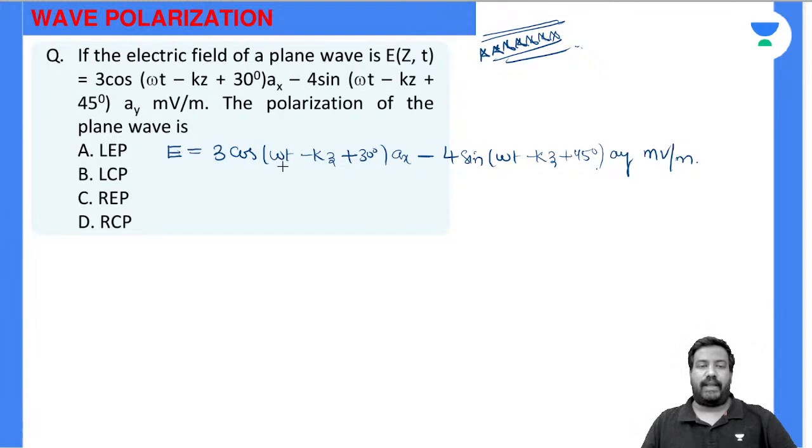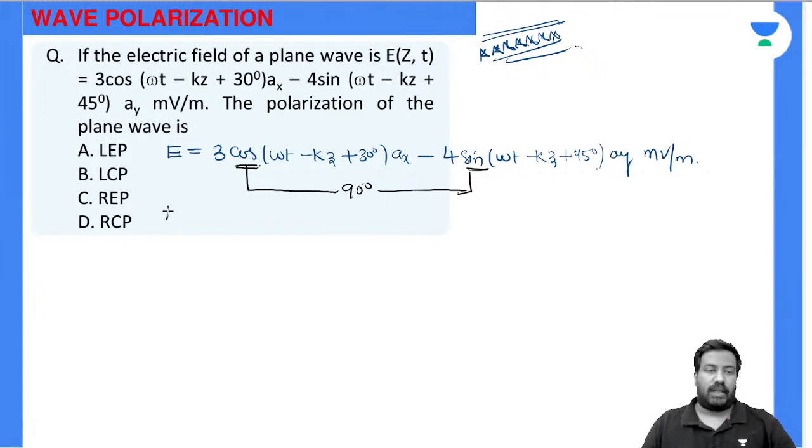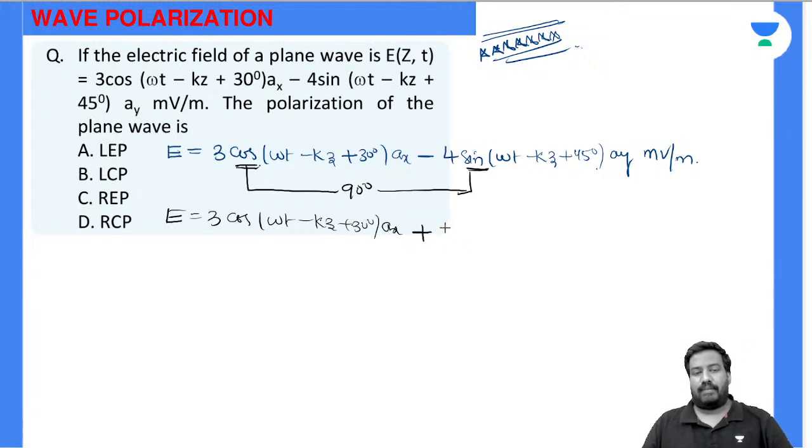Now, what is the thing here is, this is cos. Listen carefully. This is cos and this is sine. Clearly, they are out of phase by 90, no doubt in that. But the problem is, this is not in standard form. So I want to write it in standard form. This is 3 cos of omega t minus kz plus 30 ax. You should have plus here, plus 4 times plus of something.